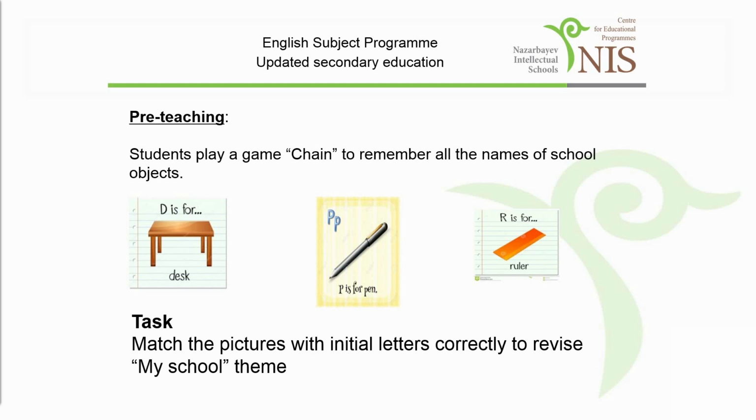Put your students into a circle and then, one by one, have them match the pictures with the initial letters correctly in order to revise the My School theme and to practice school object vocabulary. For this activity, you may create your own cards.